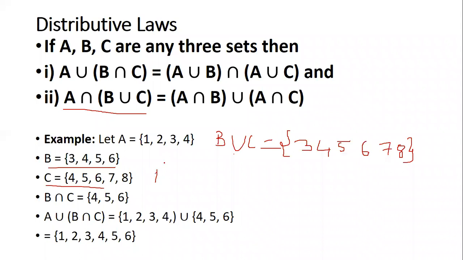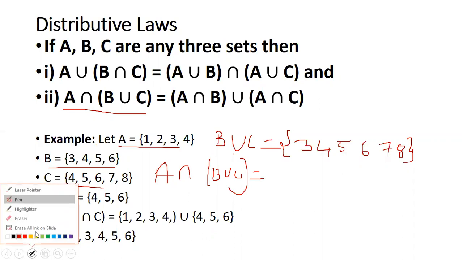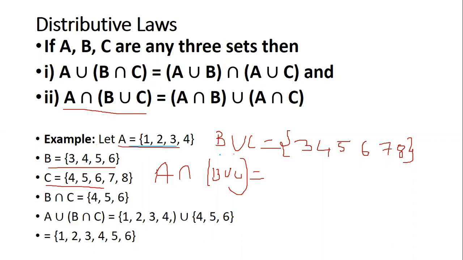Next, we are supposed to find out A intersection (B union C). Set A is available, and set B union C is also available. Let's see what the common elements are. We only have 3 and 4, because 1, 2 is not common, and 5, 6, 7, 8 is not common. So 3 and 4 are the only common elements. So 3, 4 is the answer for the first expression.